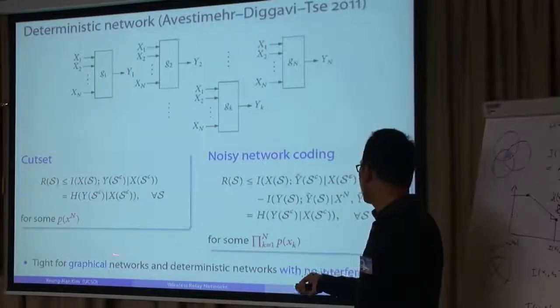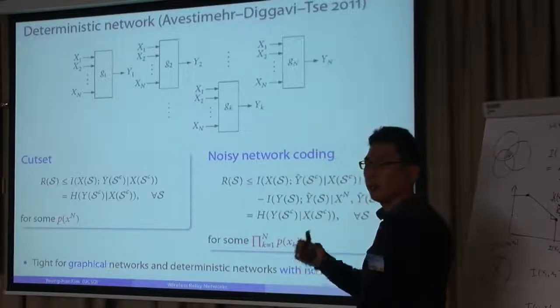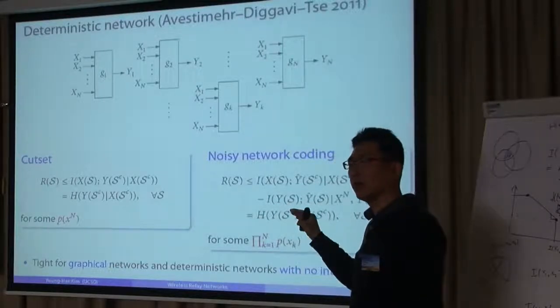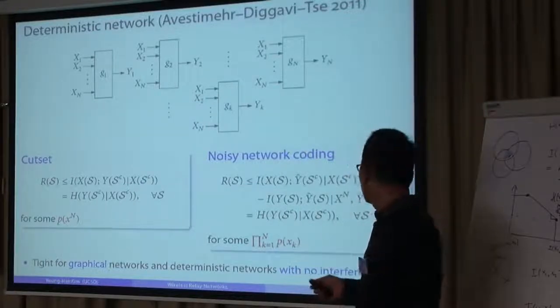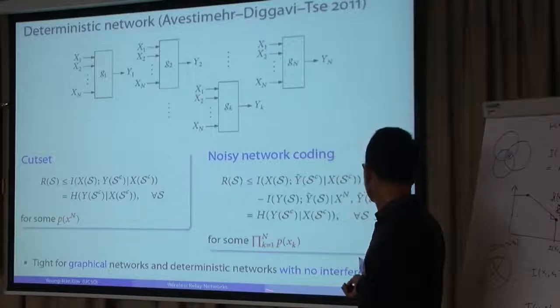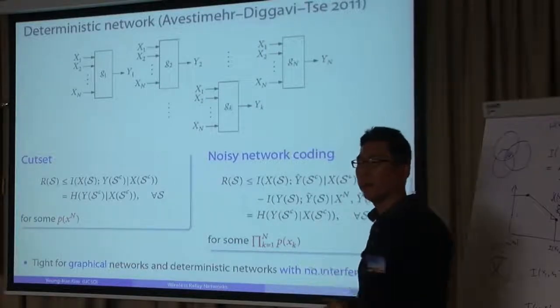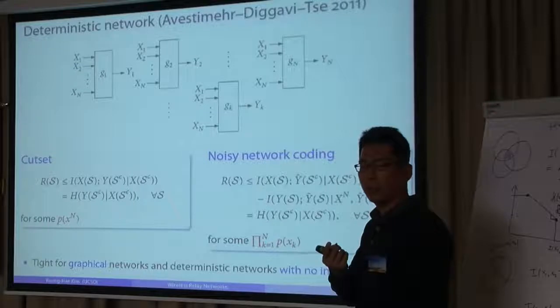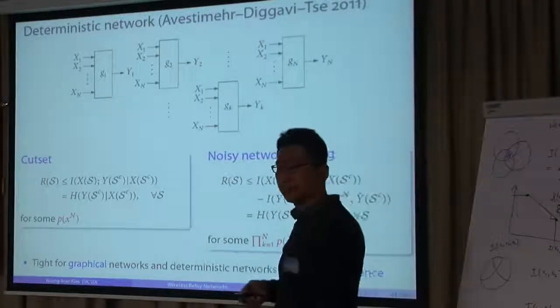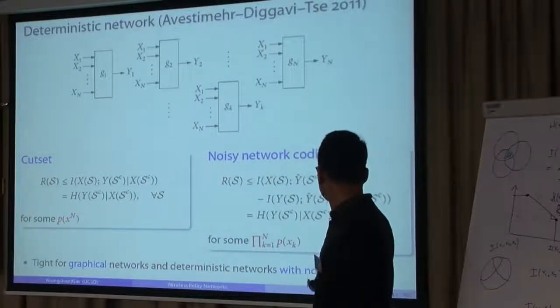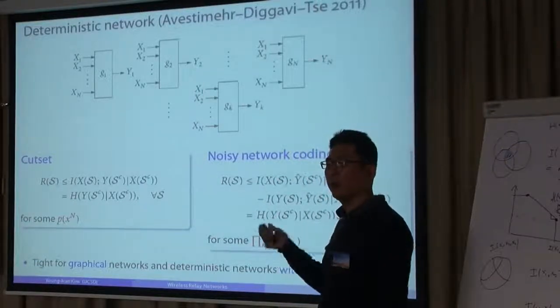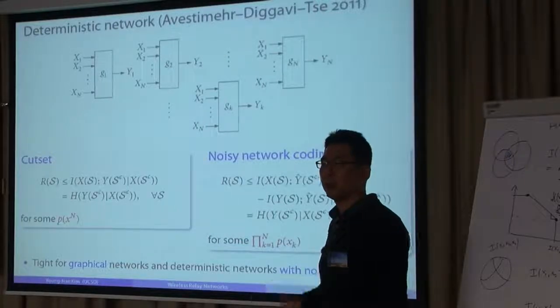The capacity region for graphical networks is exactly the same as the famous network coding theorem by Ahlswede, Cai, Li, and Yeung. And the deterministic network without interference was done by Gerhard Kramer. And who was the other student? Ratnakar, who was interning at Bell Labs. Yes. So this result is due to Ratnakar and Kramer, and Ratnakar was a student of Ralf Koetter doing the internship at Bell Labs.